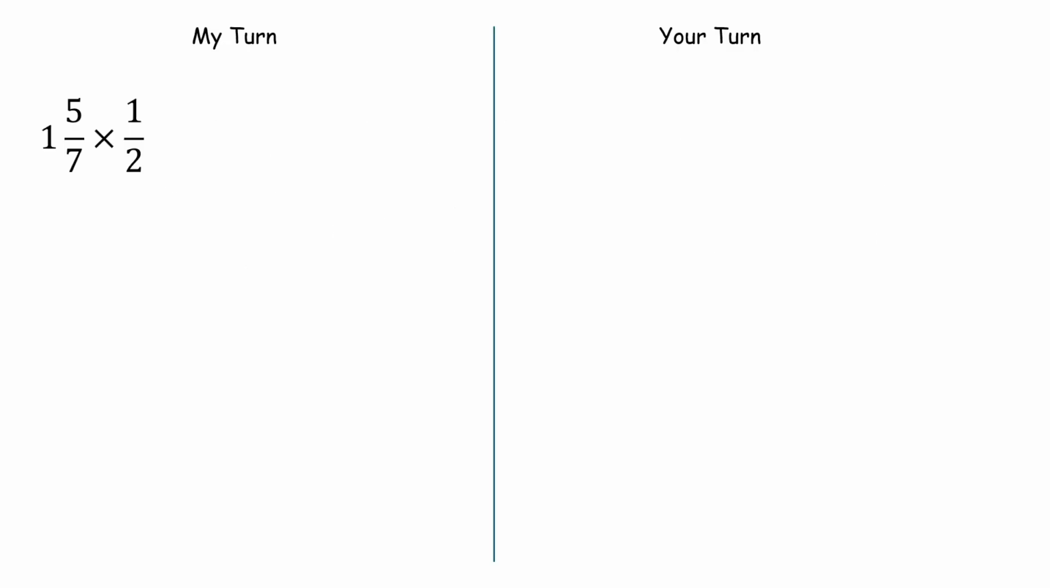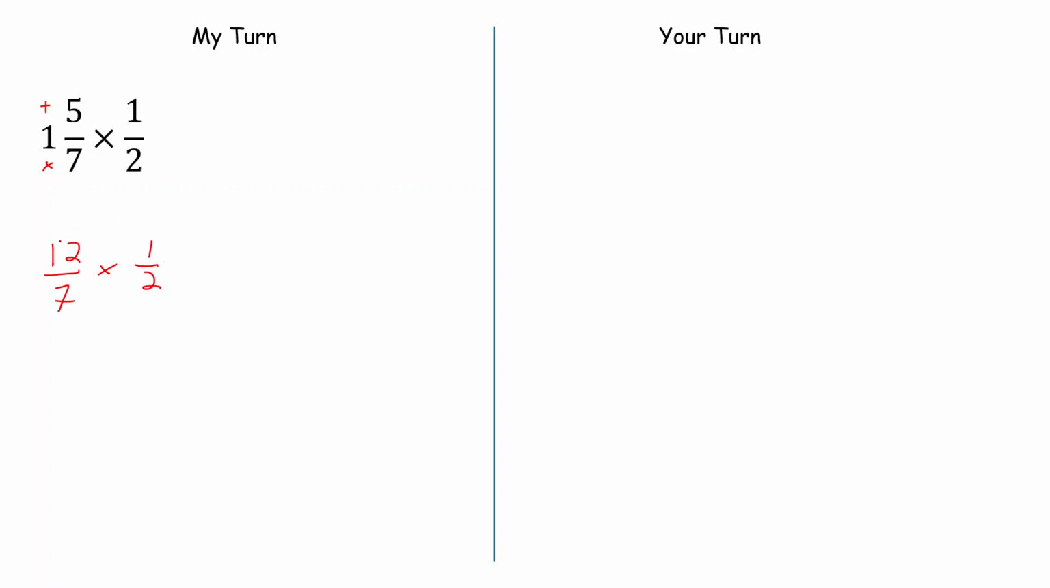So on to multiplying mixed numbers, and let's get into a couple of my turn, your turns. Now, this is similar to adding and taking away fractions in the sense that if you've got any mixed numbers, you want to get them into improper fractions. So we can do that by, again, timesing these together and adding these together. So 7 times 1 gives you 7, add the 5 gives you 12. So it's going to be 12 over the denominator, which is 7. And you're timesing it now by 1 over 2.